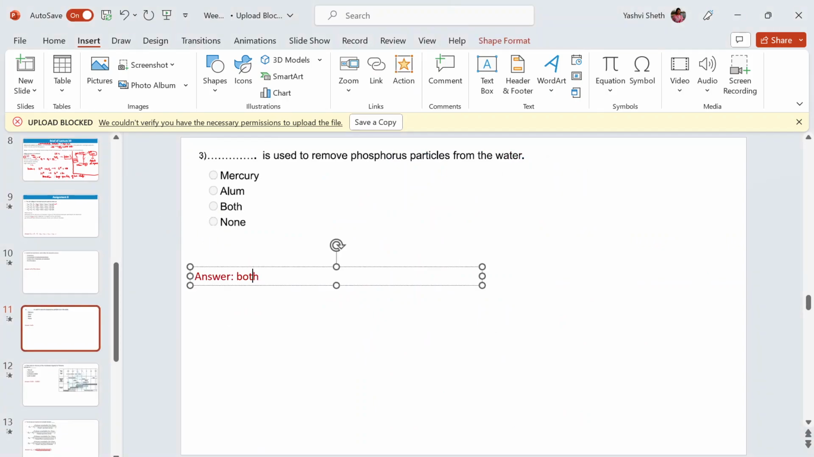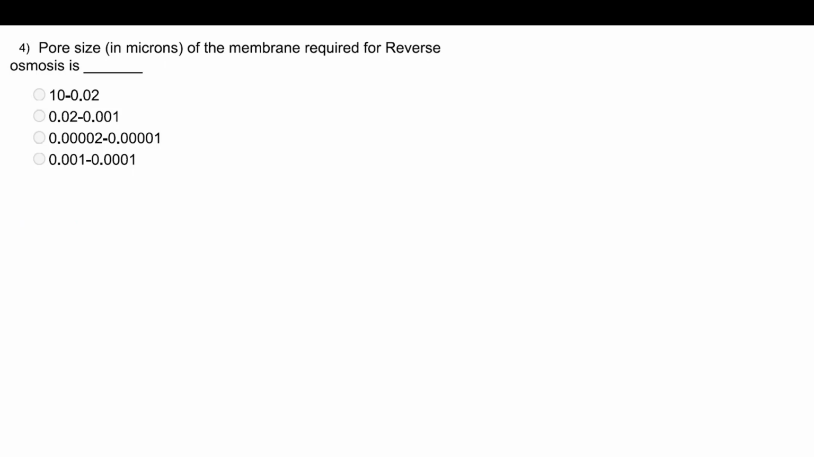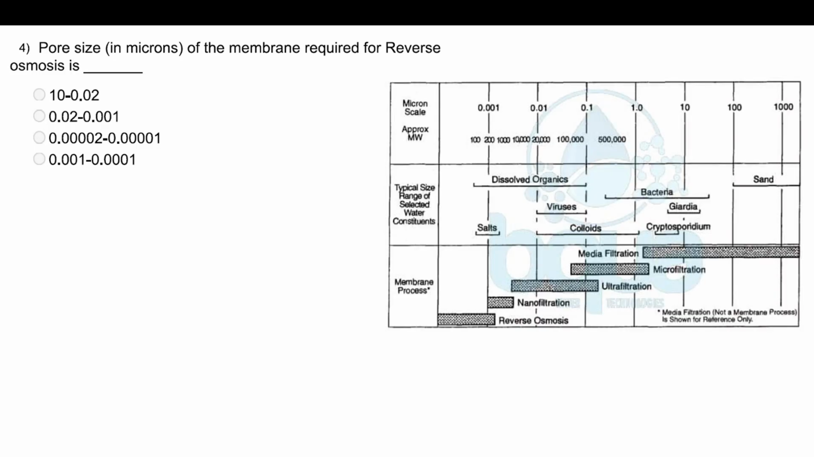Let me correct. Yeah, alum is the correct answer for the removal of phosphorus from water. Now, the pore size in microns of the membrane required for reverse osmosis is dash. 10, 2.2. No, it is this. D.